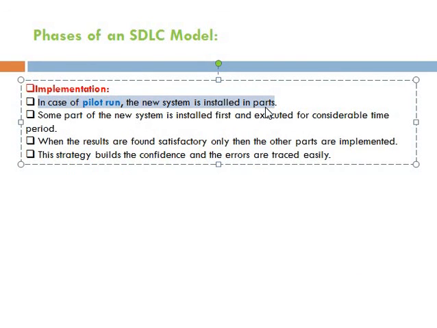But in the case of pilot run, the new system is installed in parts. Some part of the new system is installed first and executed for considerable time period. When the results are found satisfactory, only then the other parts are implemented. This strategy builds the confidence and the errors are traced easily.